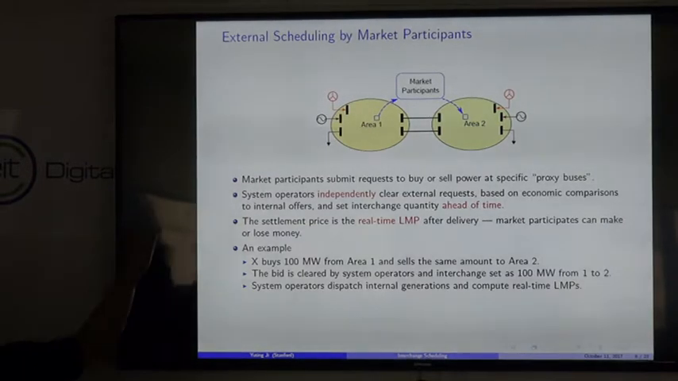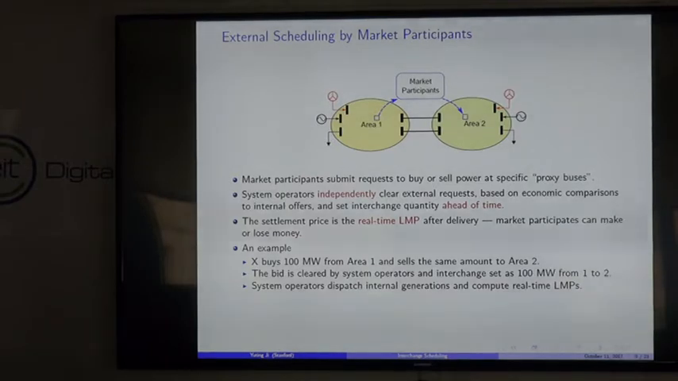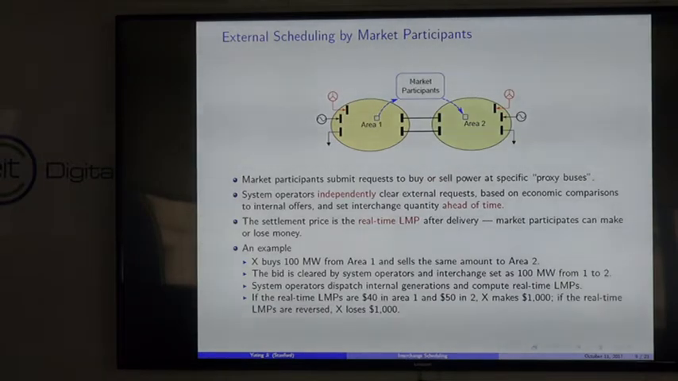By that, I mean operator 1 needs to generate 100 megawatt more than its demand, because there will be the extra to transfer to area 2. And on the other hand, area 2 just needs to generate 100 megawatt less than its demand. So if the price in area 1 is $40 per megawatt, and in area 2 is $50, then this market participant will make $1,000. But if the price is reversed, then it will lose. So anyone gets the idea on this?